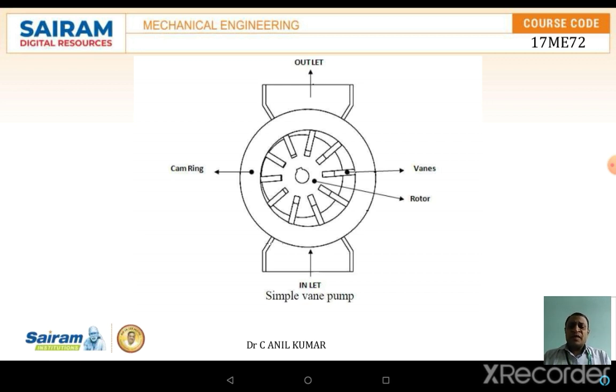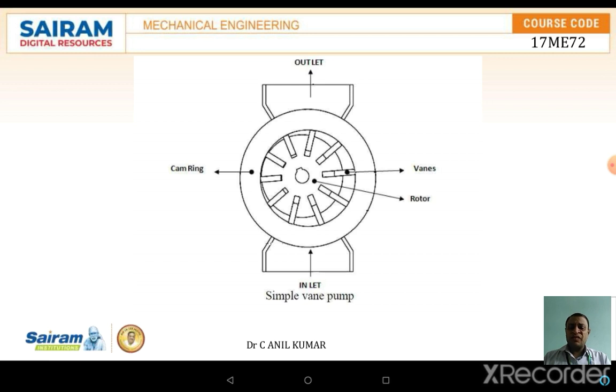pump. In this case, the outer part is called the cam ring. The inner part is called the rotor. The outer part is connected to the inlet port as well as the outlet port. The inner part is the rotor. The rotor consists of slots. In the slots, the vanes are placed.